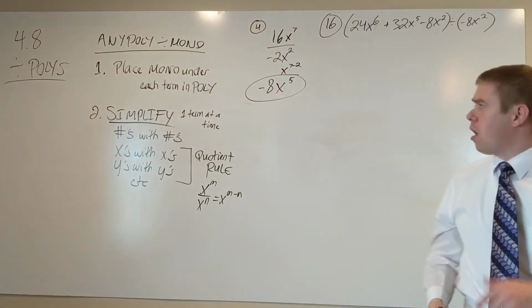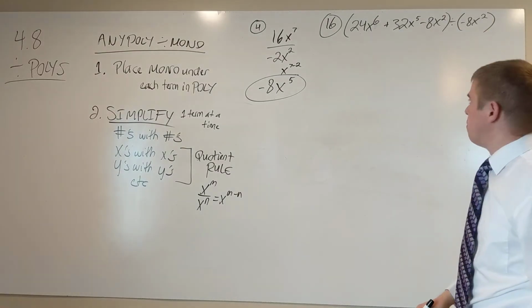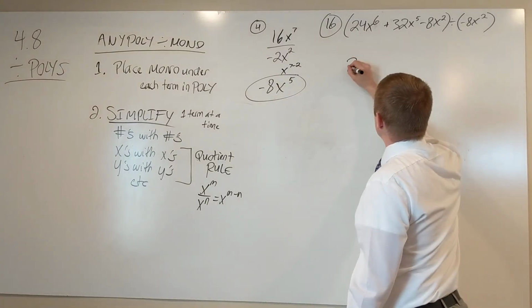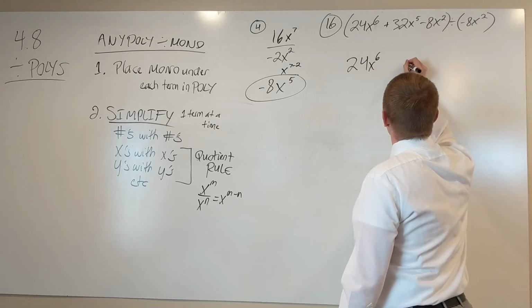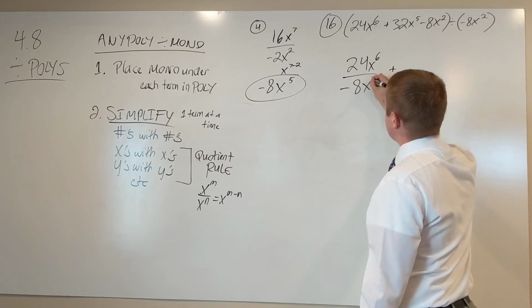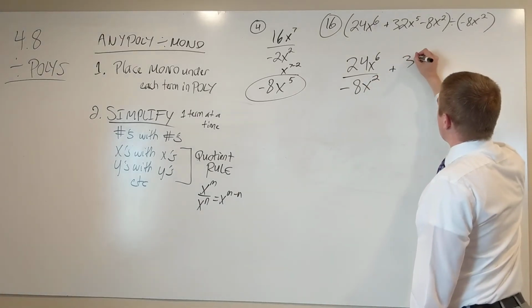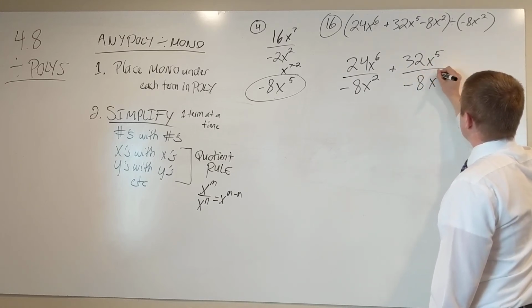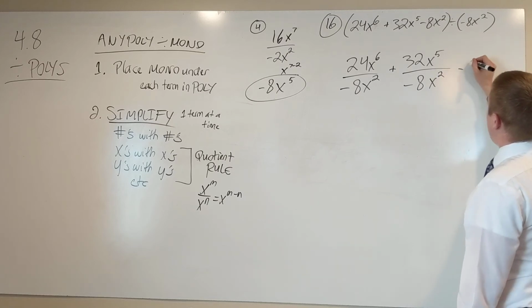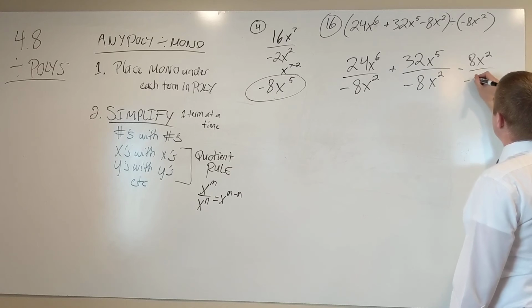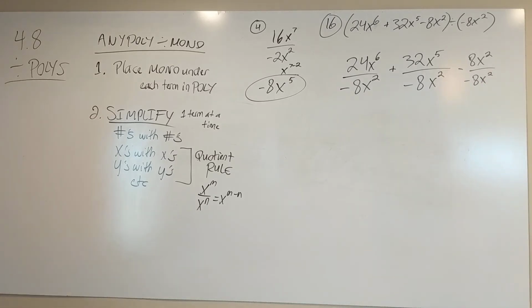Let's go ahead and take a look at this next problem. Here we have a trinomial divided by a monomial. We can go ahead and do that first step, place it under each term in the poly, so I say 24x to the 6th plus, and I divide that by negative 8x to the 2nd, plus 32x to the 5th divided by negative 8x to the 2nd, and then I say minus 8x to the 2nd divided by negative 8x to the 2nd.